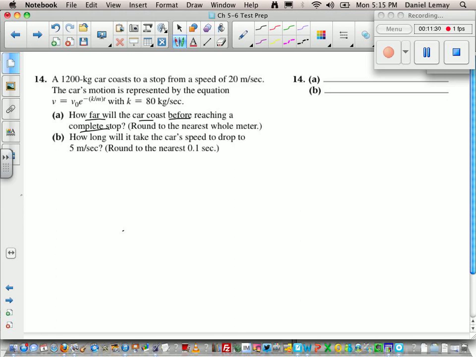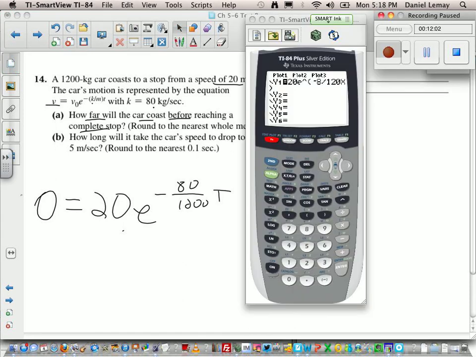Last question. I've got 4 minutes to keep this video under the right time. So what we need to do is, how far will a car coast before reaching a complete stop? That's asking me, when is this velocity equation equal to 0? So a couple of things. We know that the initial speed is 20. So that's what v sub 0 is. And then they want this exponent. I know it's this k number divided by the mass. So that's negative 80 over 1200 t. And I want to know, when is that equal to 0?